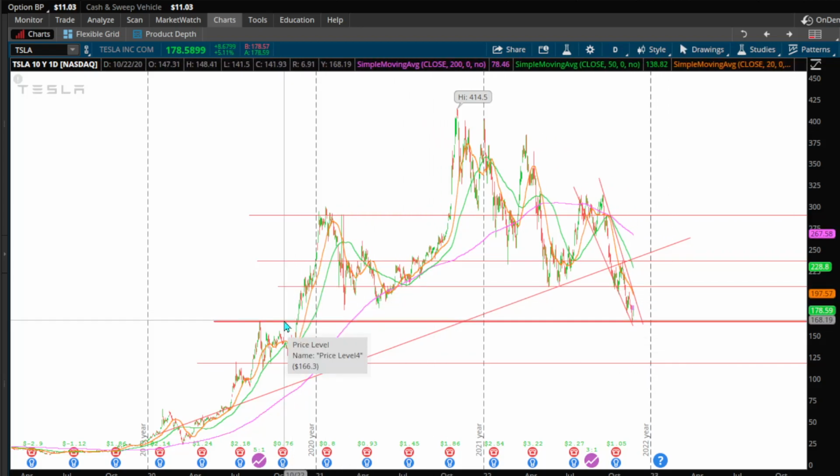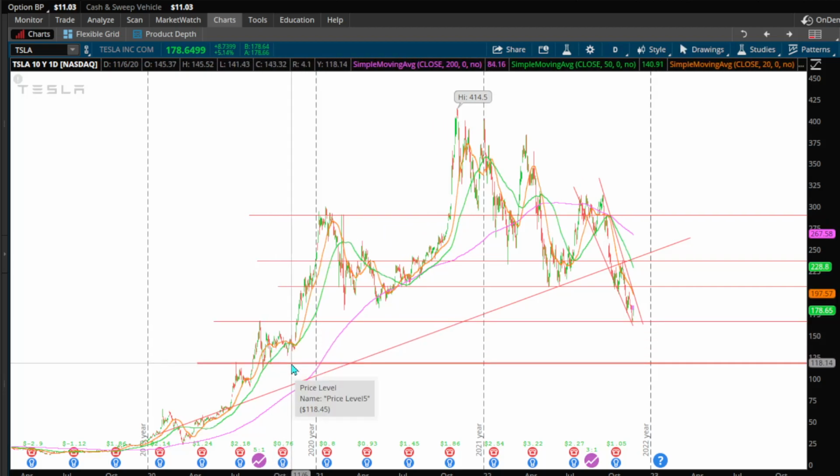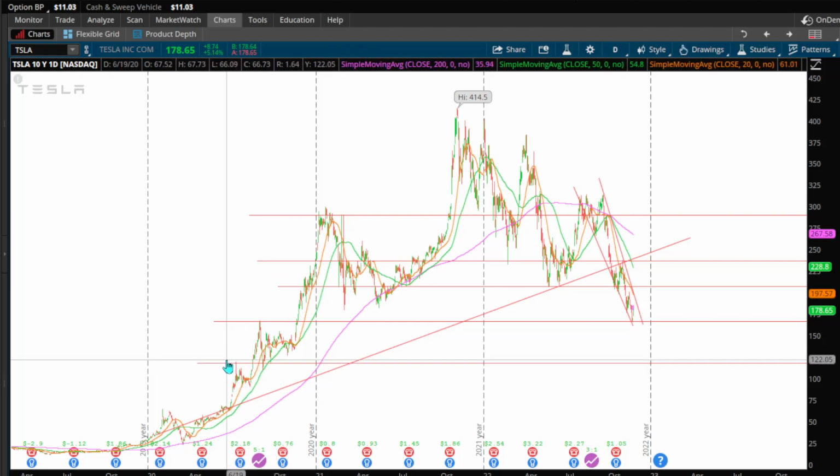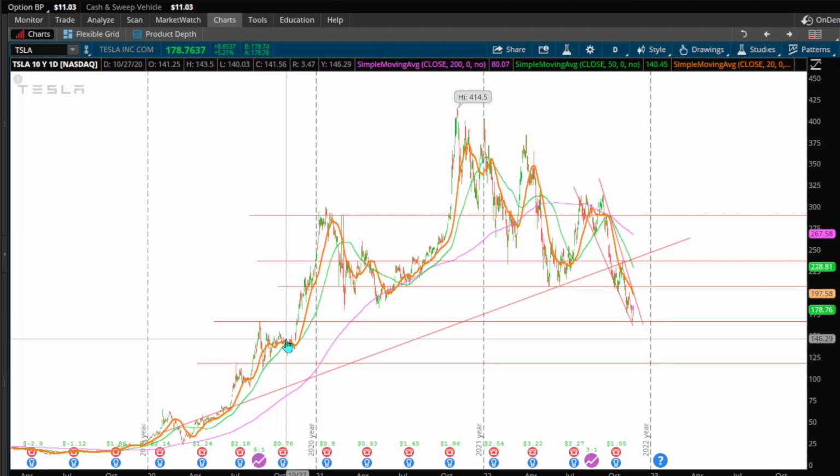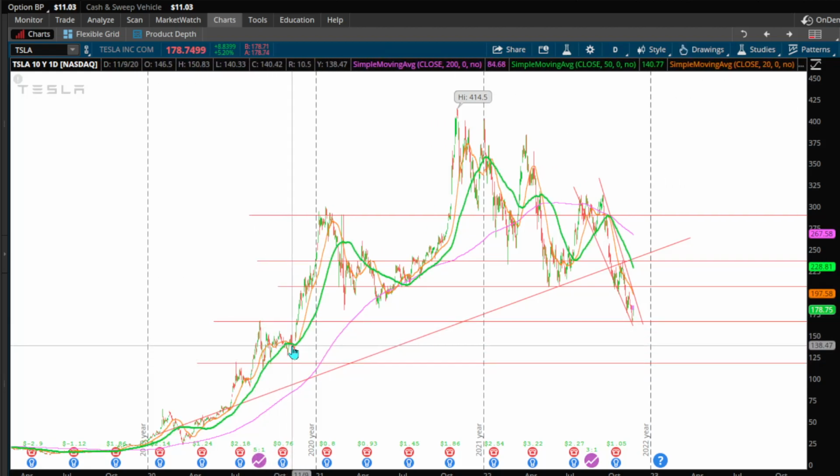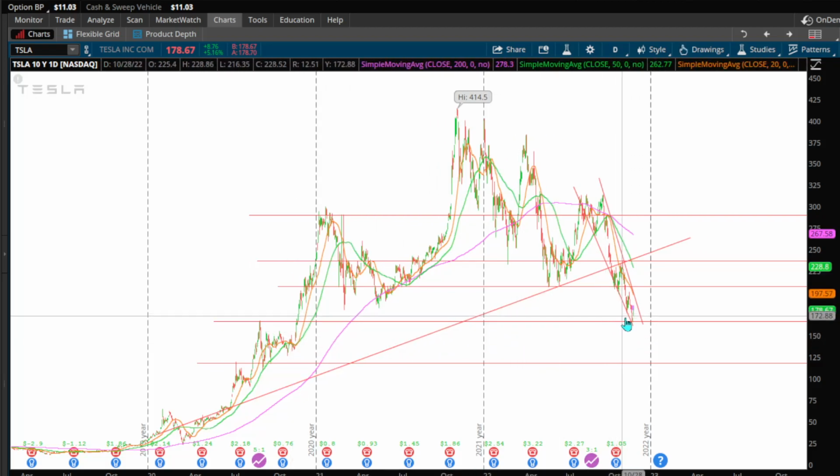You guys can see that if we break this support right here, we could fall all the way down here to potentially 118. This would be the next strong area of support. You can see all of this chop right here, so there's quite a bit of consolidation all the way back here. This is the risk going forward if we start breaking underneath.